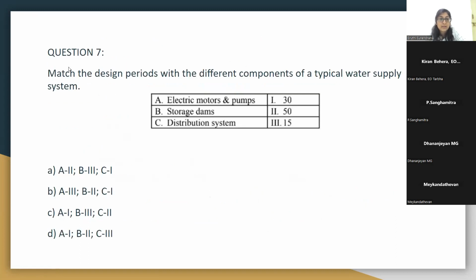Okay, next question. These are the design periods for some storage systems and pumping systems. Match the following and get me the answer.